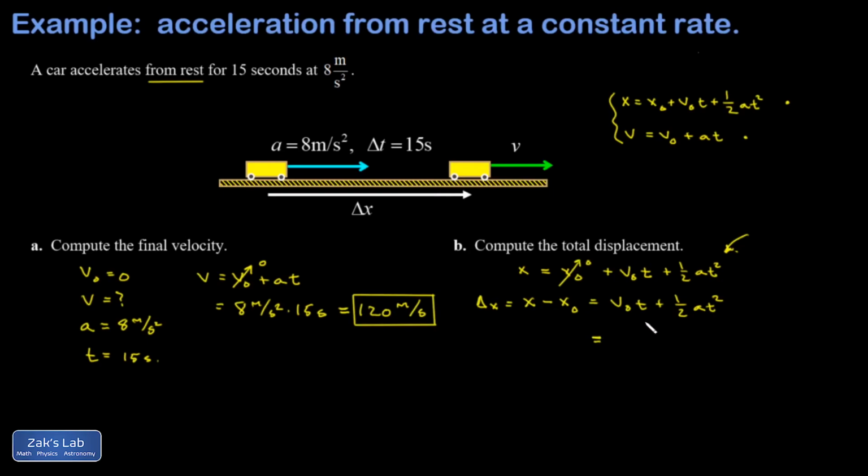So I have an initial velocity of 0, again, because this thing started at rest, and then 1/2 times the acceleration times the amount of time for the acceleration, 15 seconds squared. Notice that the units work out to meters because I'm squaring that time term. And when I run the numbers, I get 900 meters of displacement.